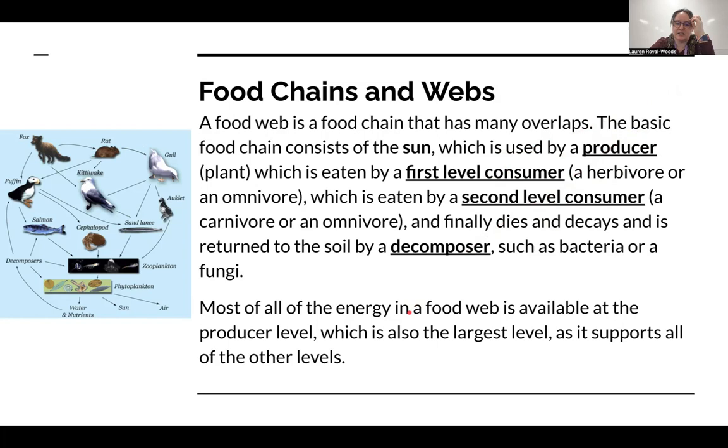So anyway, there is some math to this. We're going to get into it in the future. I'm just touching on it right now. I'm not going to go into it crazy much right now. So most of the energy in the food web is available to the producer level, which is the largest, and it supports everything. It's like a pyramid. It's the life pyramid, not the food pyramid. The food pyramid, you know, they had to fix that. They made it a wheel now.